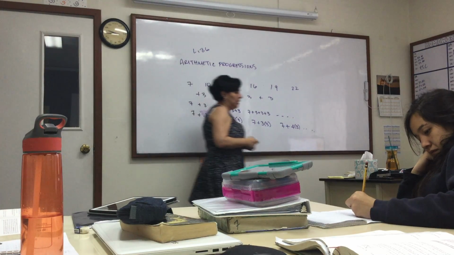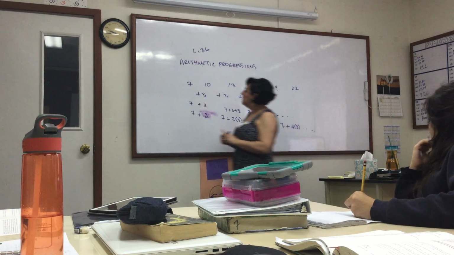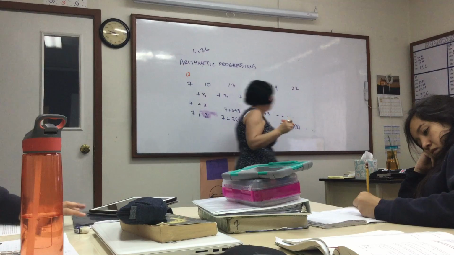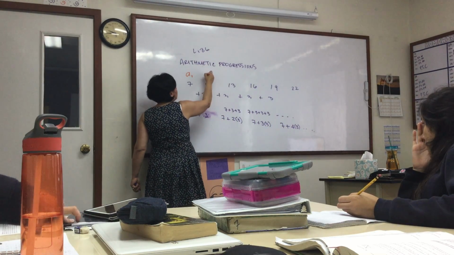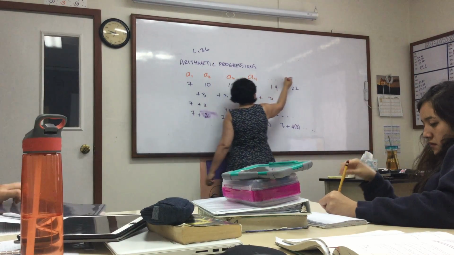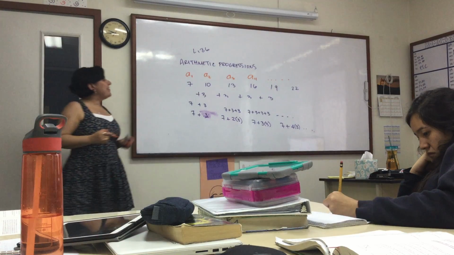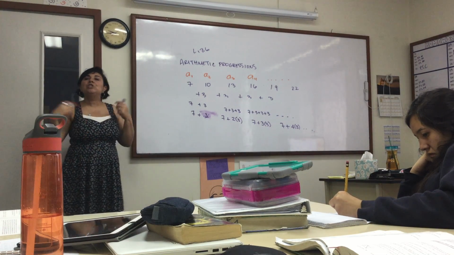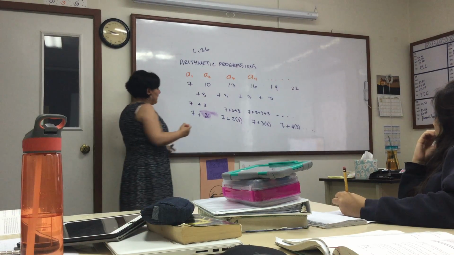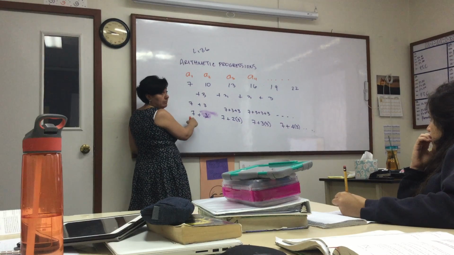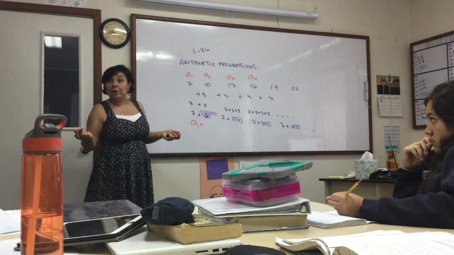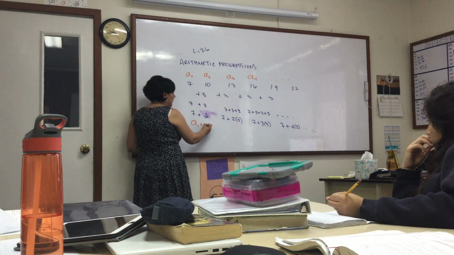If I call this first one a sub 1, what do we call it? It's 1. If I call this one a sub 1, this one's going to be 2, 3, and so on, right? Knowing that, how can I make a general formula for an arithmetic progression? Because they're all going to be the same. This one, instead of calling it 7, I'm going to call it what? A sub 1. A sub 1, plus, and instead of calling it 3, I'm going to call it the difference, okay? So it's going to be D.